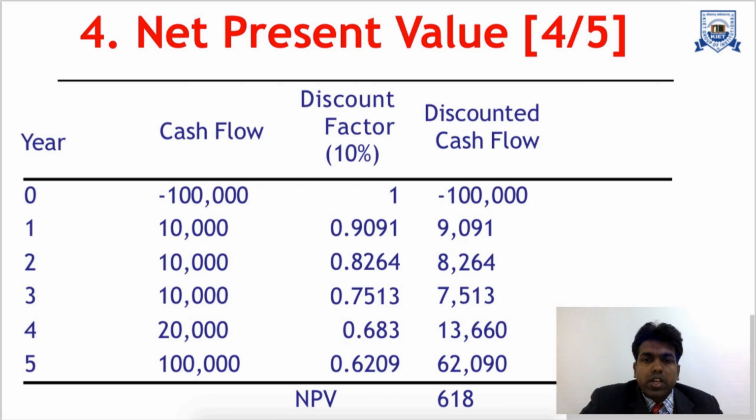13,660, and so on. And after this, when we calculate it, the first value is in minus, negative, and all the other values are positive. When we add these, then we'll get this, that is 618. So the total net present value, NPV, will be 618. So this way we can calculate the net present value.